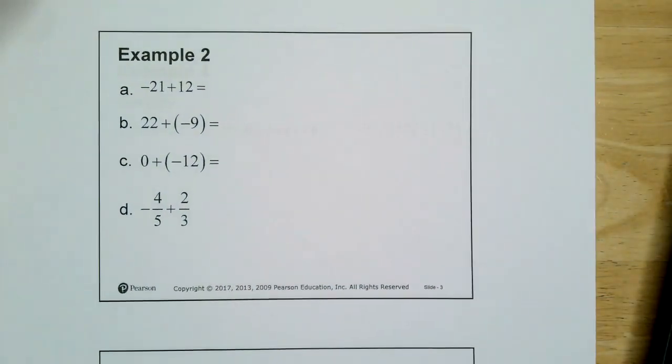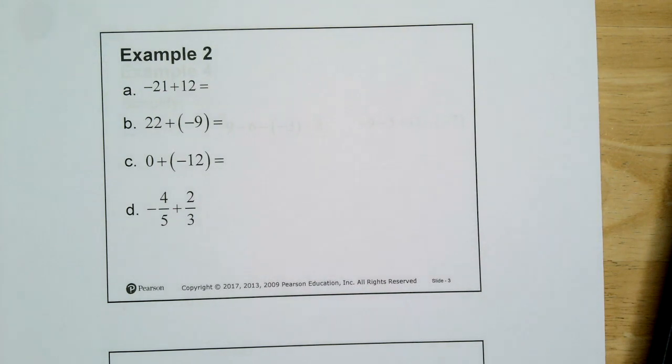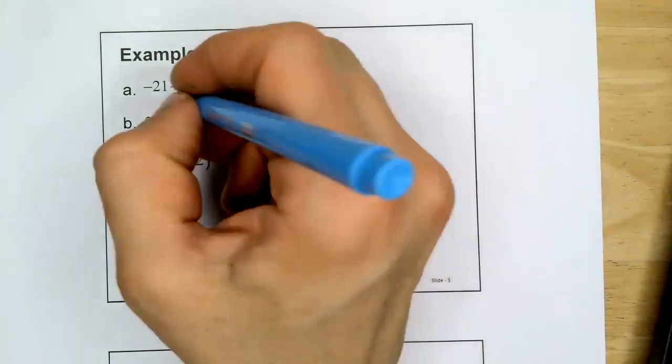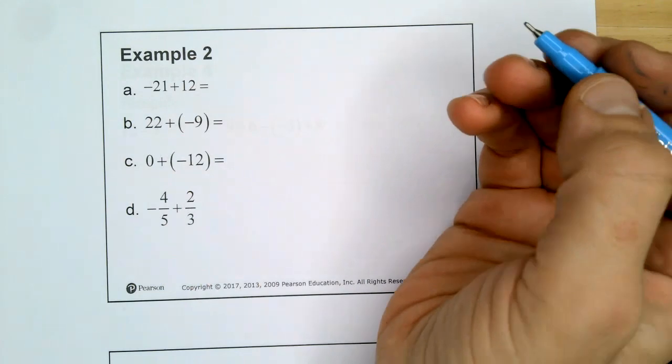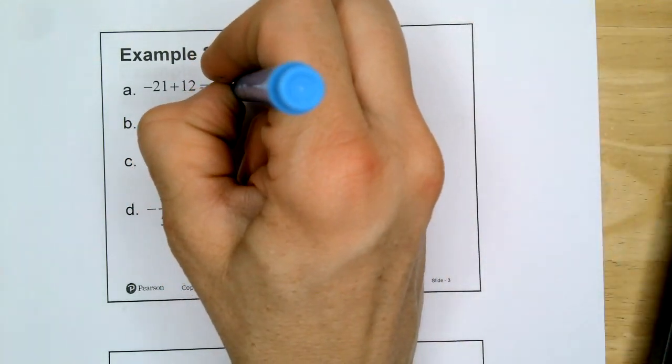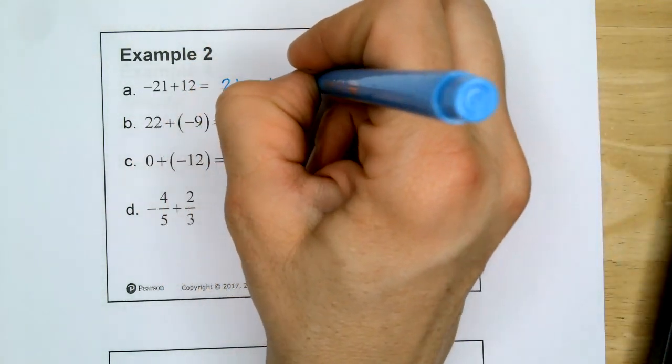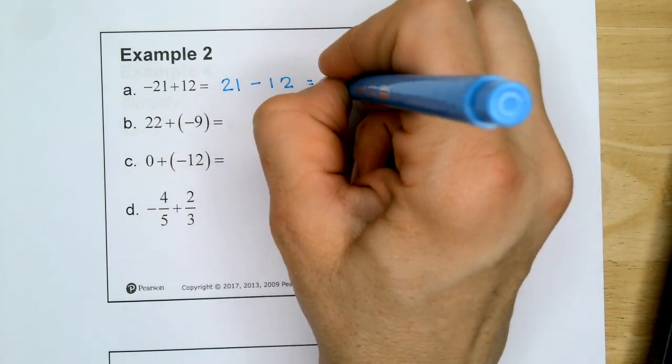Negative 21 plus 12. Go ahead and pause the video. See if you can do A, B, and C by yourself, and then see if I get the same answer as you when I do them. Here, these are different signs, so we're going to subtract. 21 minus 12 gives me 9.